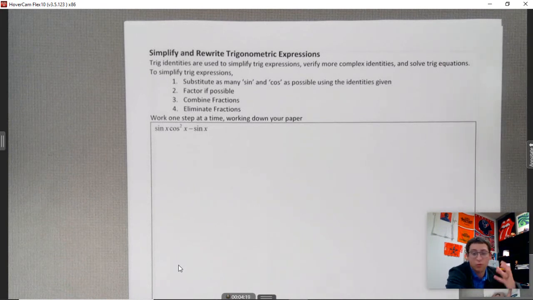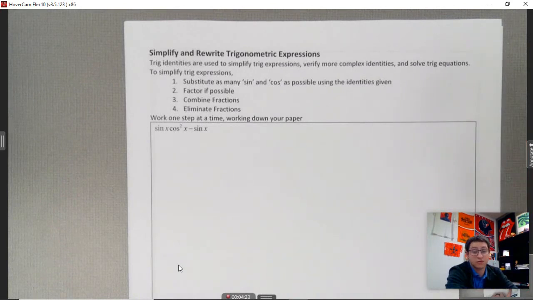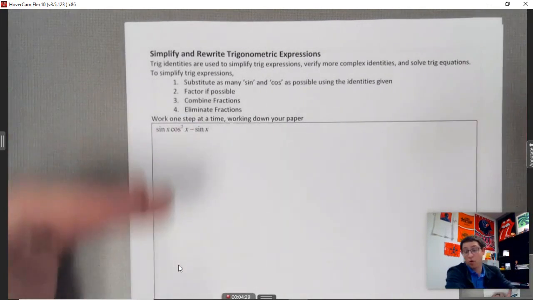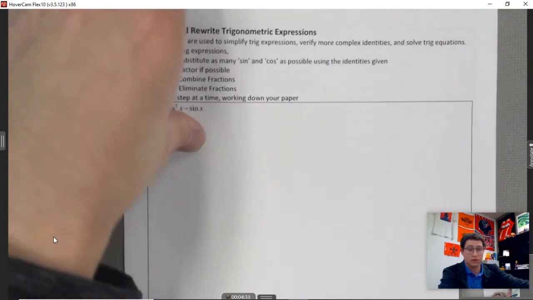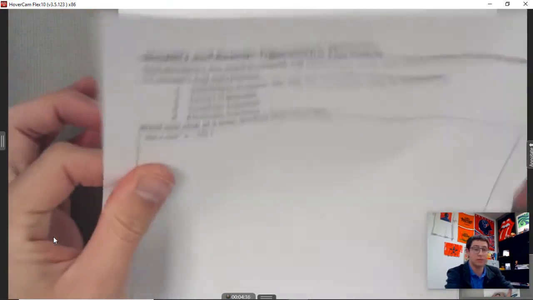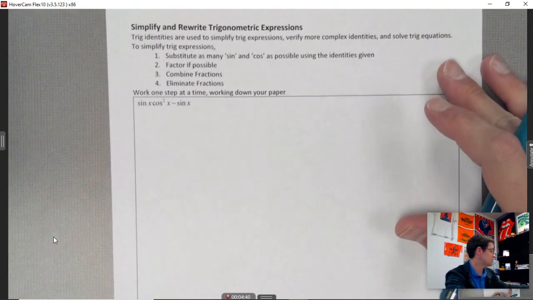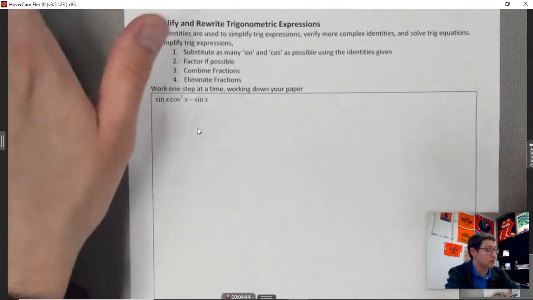Let's go ahead and begin. As we go on, we'll start to see some of the things that I was referring to in this little introduction statement. So let's do it. Work one step at a time. Work down on your paper. That's another good piece of advice. Let's get rid of these in the back so it's not as crazy. We're going to work these one at a time. So here we go. We're going to do 6 examples.